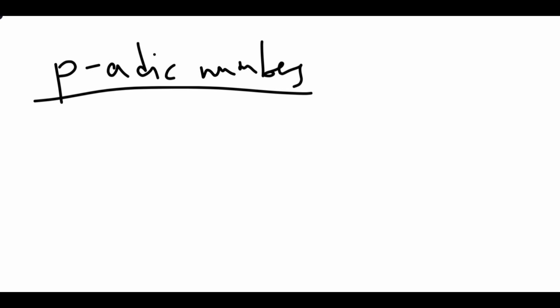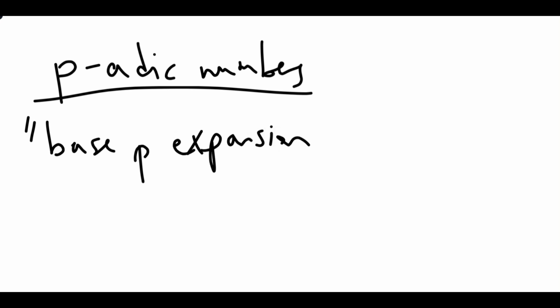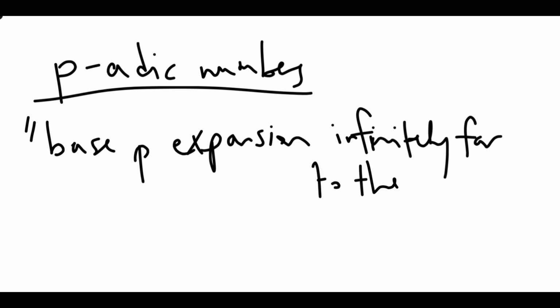well, the most straightforward but perhaps most naive way of defining a p-adic number is just to say that it's essentially a base p expansion, where p is a prime, except that we can go infinitely far to the left. So usually when we're talking about base p, we go to the right, and we might allow ourselves to go infinitely far to the right.